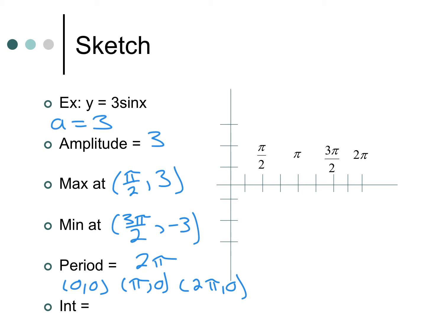So what I'm going to do now is go ahead and plot those points. I have 0, 0, pi, 0, 2 pi, 0. Then we have pi over 2 and 3, 3 pi over 2 and -3. And I'm going to connect those dots.